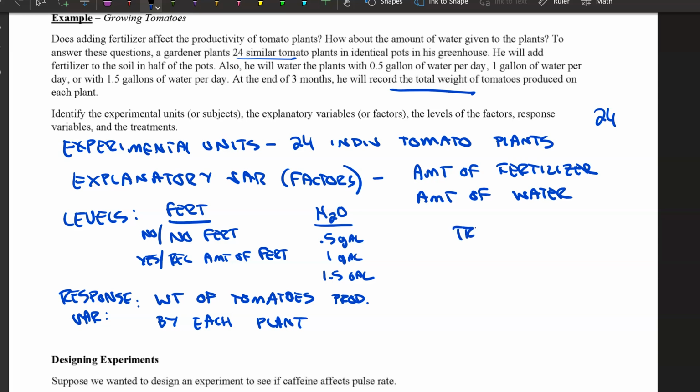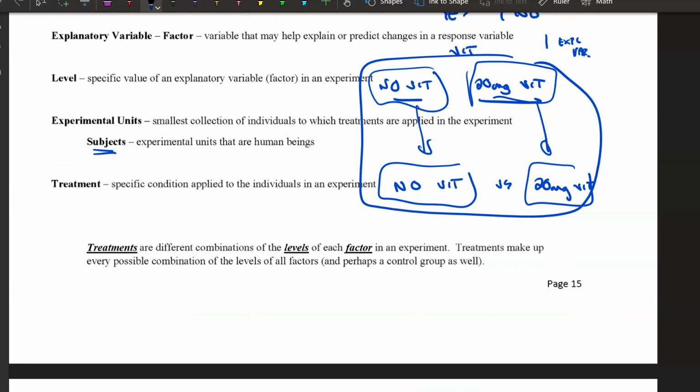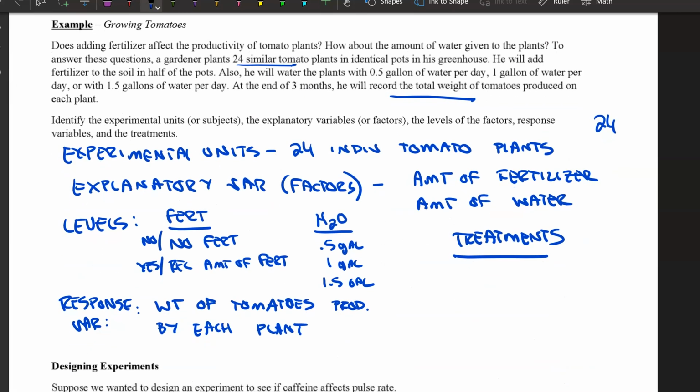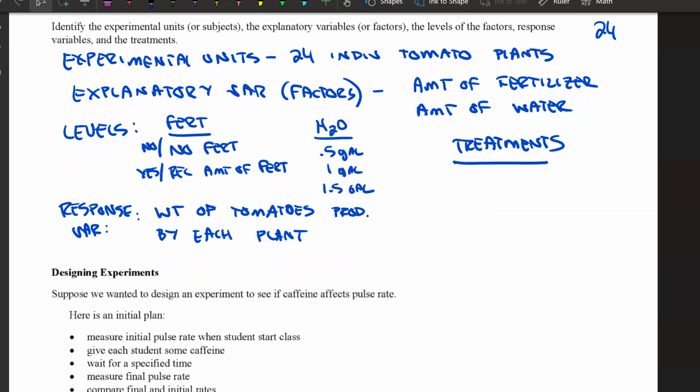The last one is the treatments. So again, the treatments are the specific conditions applied to the individual. So the treatments are not fertilizer or no fertilizer. To each plant, you assign a fertilizer level and a water level. So you have to look at every combination of the two. So no fertilizer and 0.5 gallons of water. No fertilizer and 1 gallon of water. No fert and 1.5 gallon.